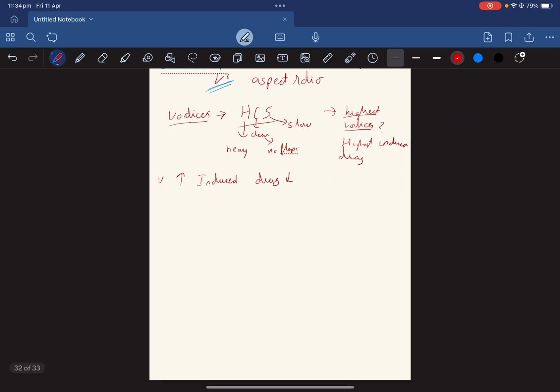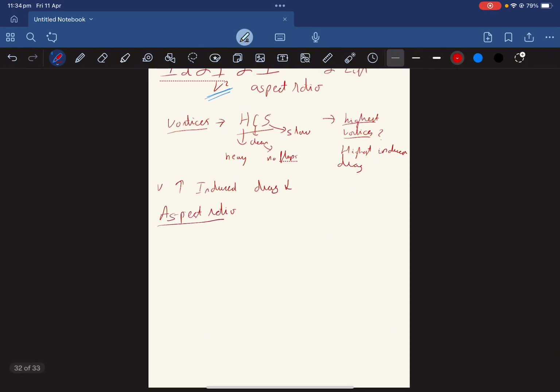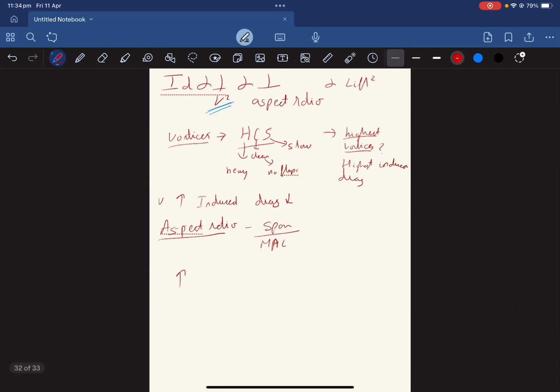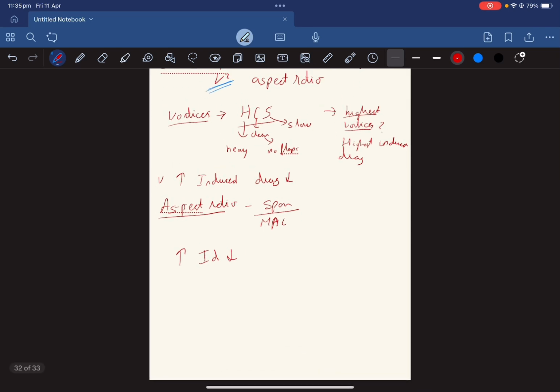Do you remember what aspect ratio is? The aspect ratio is the span of your aircraft divided by the mean aerodynamic chord. So if I increase my aspect ratio, what happens to my induced drag? It reduces. But I hope you remember in the previous videos I gave you a table of what happens if I increase the aspect ratio too much. Well, I'll write it down for you guys again.